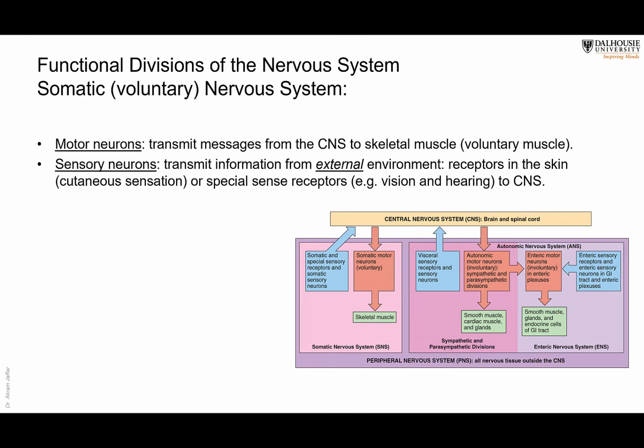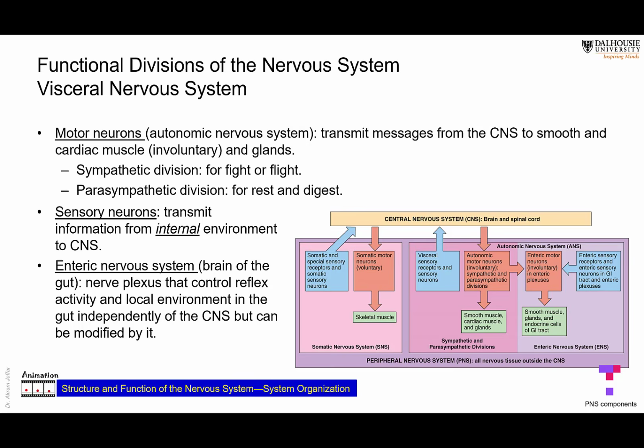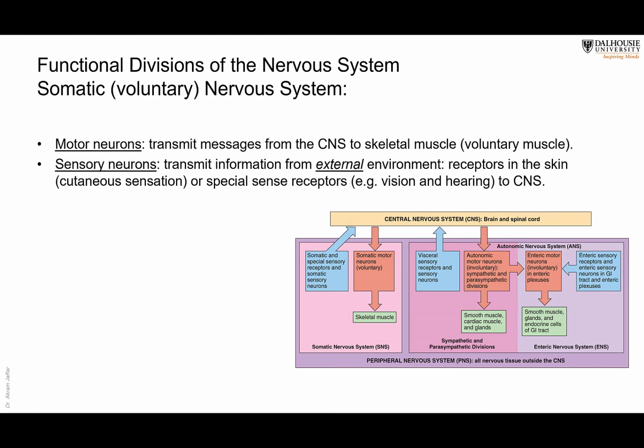Now, functionally speaking, the nervous system could be somatic, or voluntary, or it could be visceral, which is the involuntary part. Each one of them has motor and sensory components. The somatic motor transmits messages from the central nervous system to the skeletal muscle, the voluntary muscle. We call this the somatic motor neuron. It affects the muscles that are under our control.